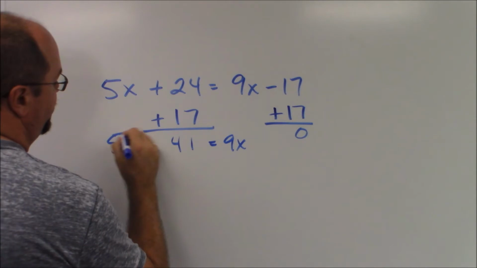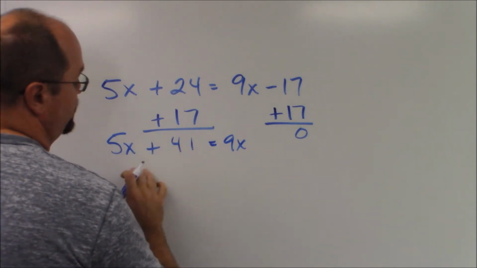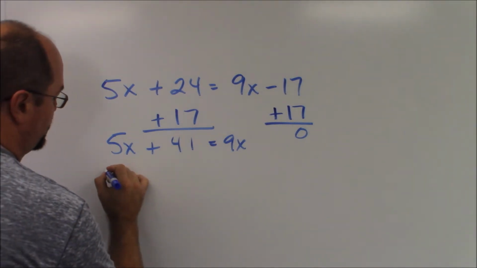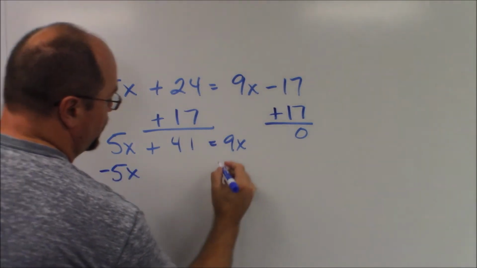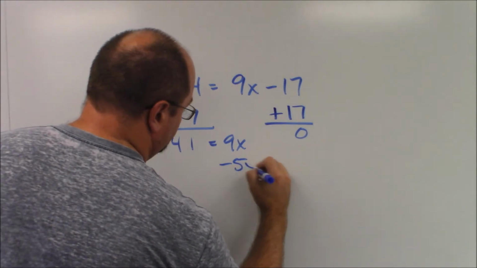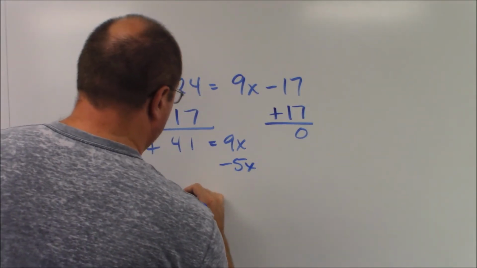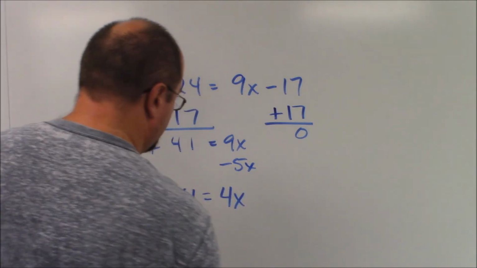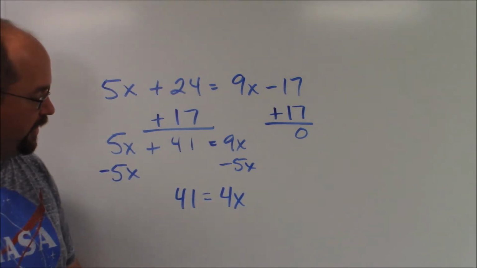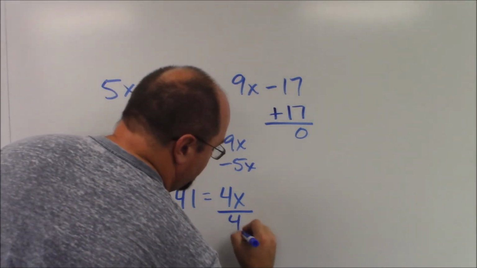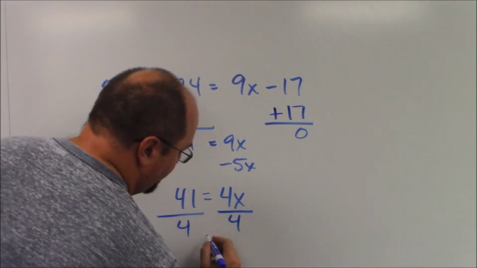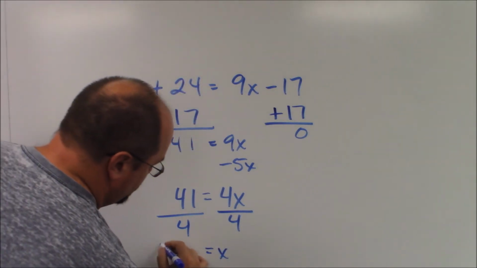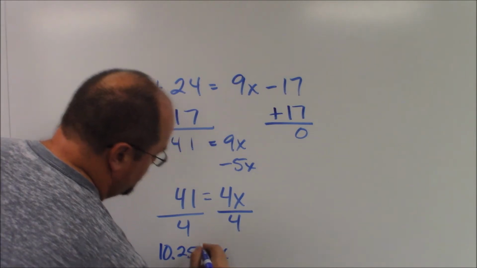So we've still got 5x plus 24, or excuse me, 5x plus 41 equals 9x. And now I want to get rid of my 5x over here. All right, so I end up with 41 equals 4x. And I need to divide both sides by 4. And so x is equal to 10.25.